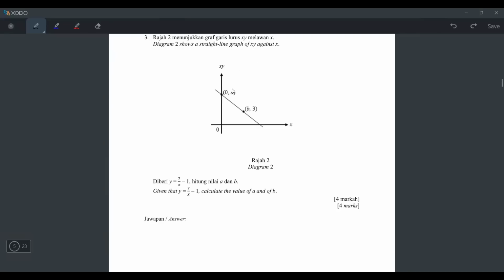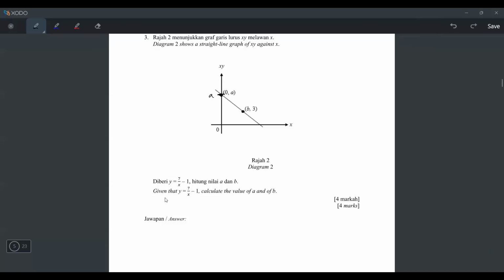So first of all, we need to know that from the diagram, we can already see this point is actually the y-intercept. Can you see it? Because the x-coordinate is 0 and the y-coordinate is a, means a is actually your y-intercept. And this (b, 3) is just a point that the straight line passes through.